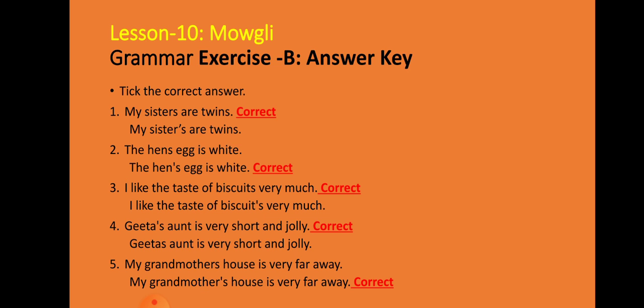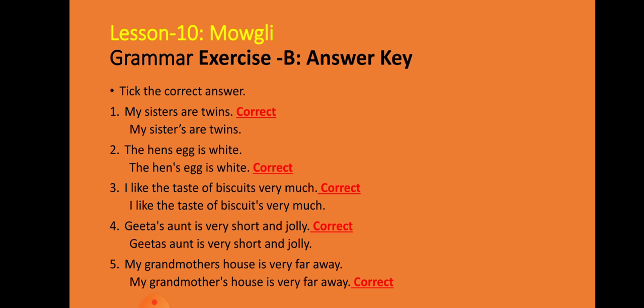Now let's look at the third question. I like the taste of biscuits very much. Here there is no talk of possession happening, but the sentence is very clear and correct. Now look at the next one. I like the taste of biscuit's. Apostrophe and s is there. So we are trying to say something belongs to that biscuit. But where is that biscuit's belonging? It's not mentioned there. So it's a wrong sentence. So the first one is the correct one.